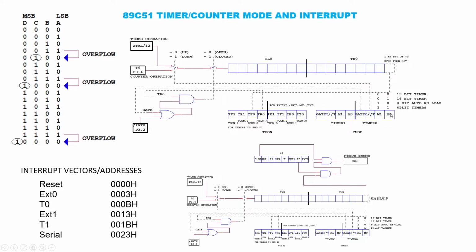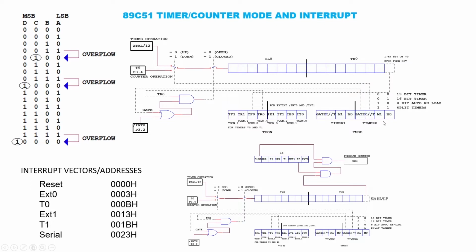But if the status of M0 is 0 and the status of M1 is 1, then the timer will serve in 8-bit auto reload mode. But if the value of both bits, M0 and M1, is 1, then the timer 0 will behave in split timer mode. And here we can find the same bits for the timer 1, M0 and M1.